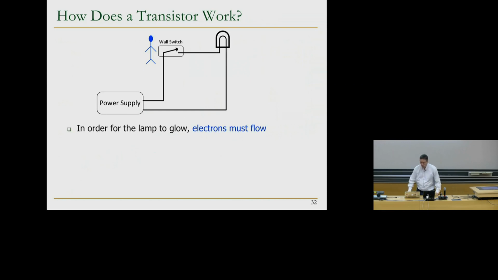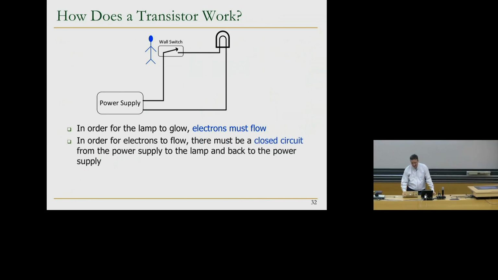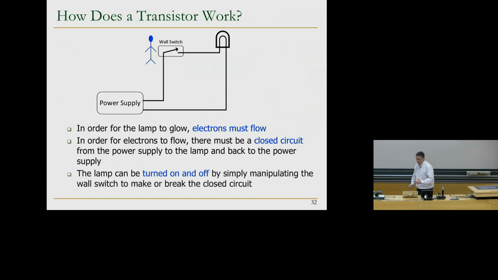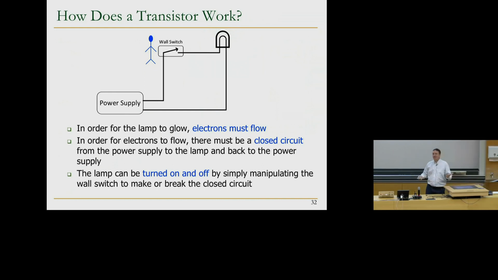So in order for the lamp to glow, or for me to get an electrical shock, the electrons must find a way to flow. And we need to close the circuit. So by controlling this switch, I can either light this thing up, or when I open it, no current flows and the thing stays dark.